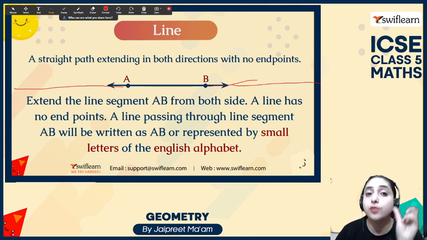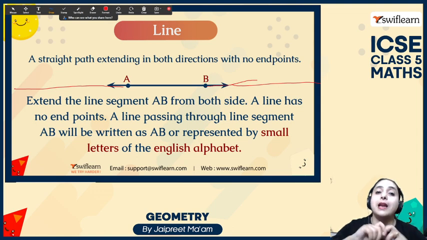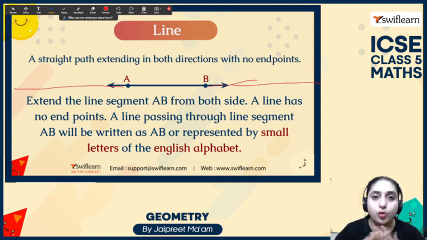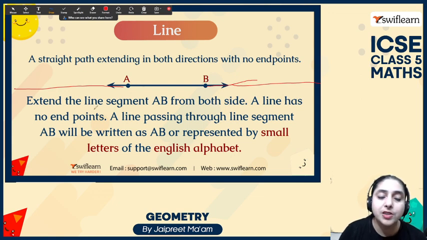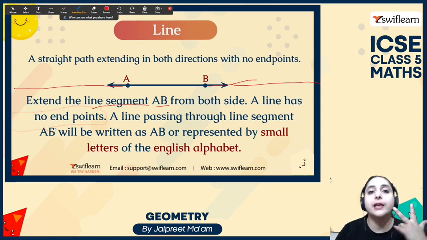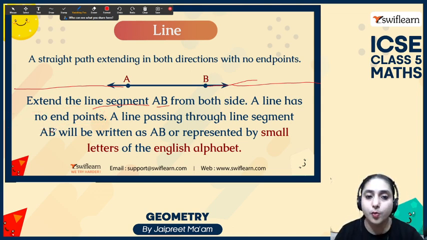Line segment is between two points, don't get confused, and a line we can extend. Okay, it has no endpoint. Extend the line segment AB from both the sides. A line has no endpoints. It's very important. A line has no endpoint. A line segment has two endpoints.